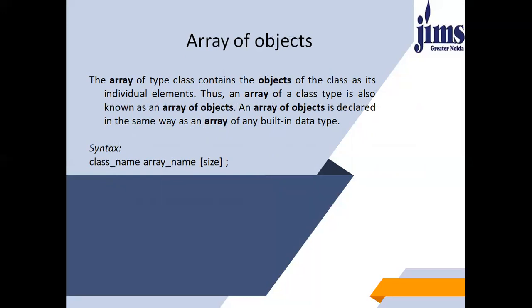An array of objects, all of whose elements are of the same class, can be declared just as an array of any built-in type. Each element of the array is an object of that class. Being able to declare an array of objects in this way underscores the fact that a class is similar to a type.